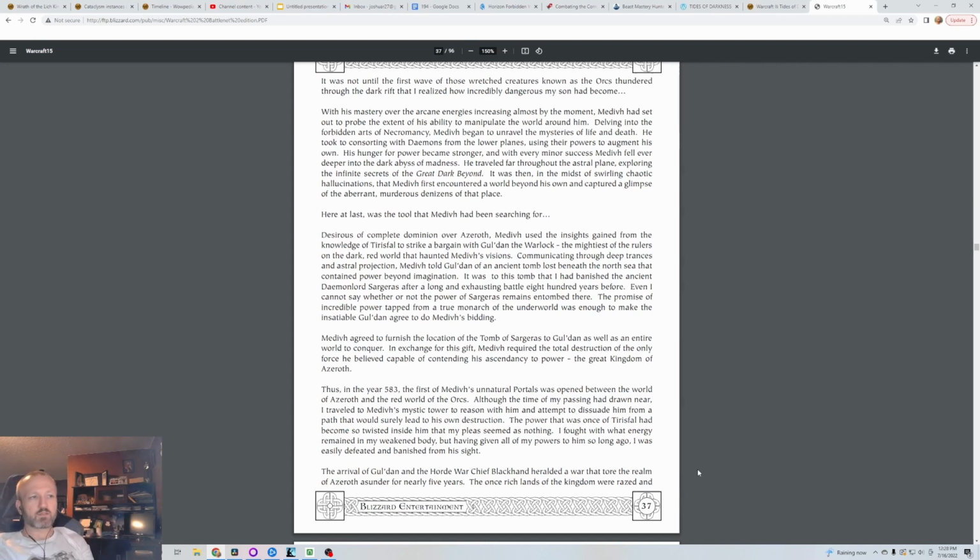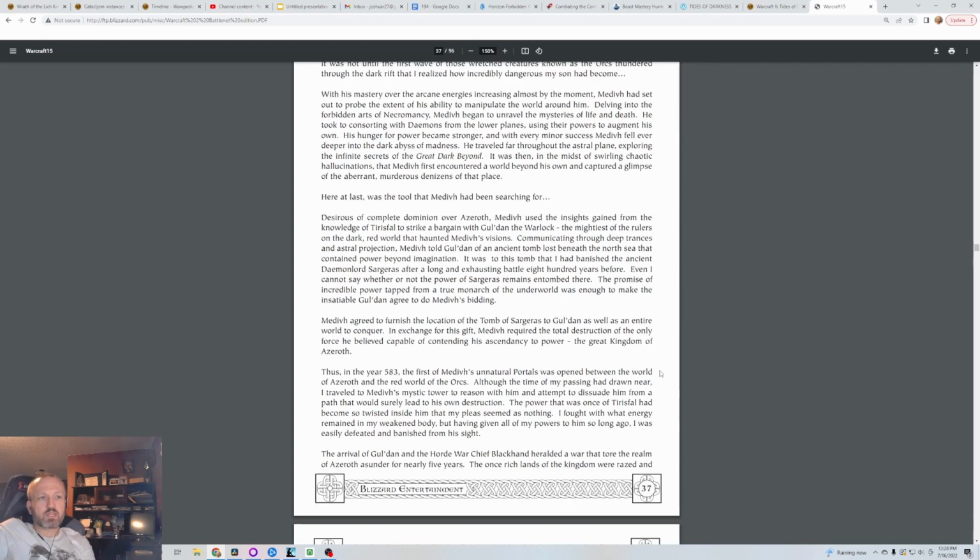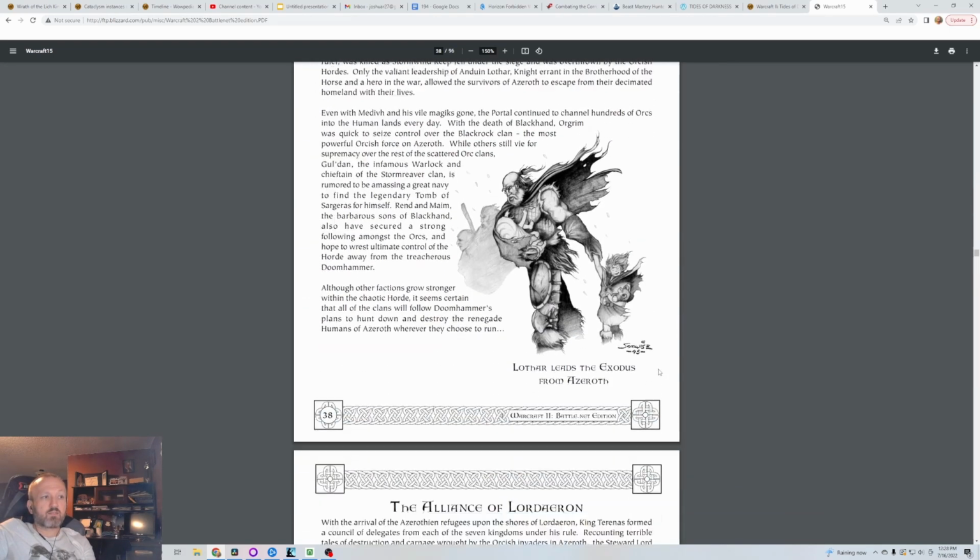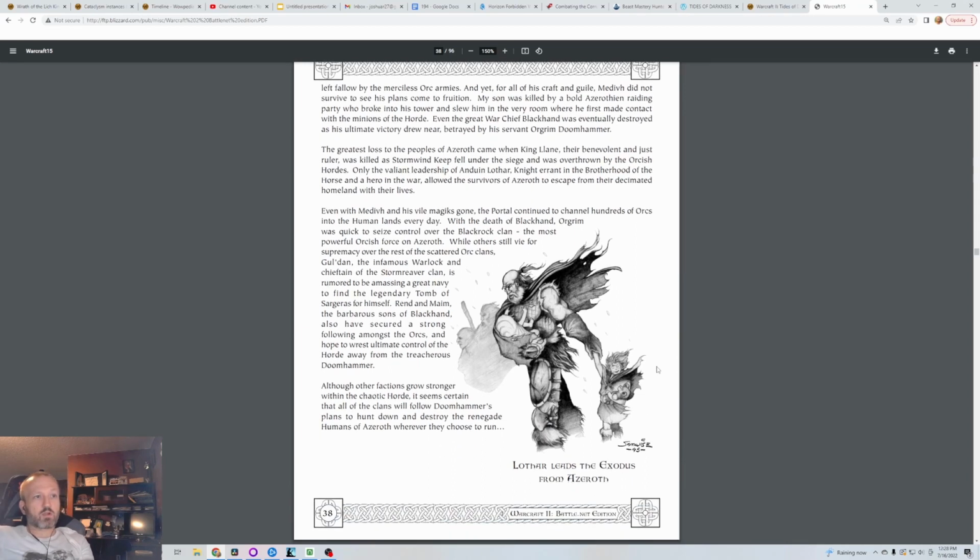The arrival of Gul'dan and the Horde Warchief Blackhand heralded a war that tore the realm of Azeroth asunder for nearly 5 years. The once rich lands of the kingdom were razed and left fallow by the merciless orc armies. Yet, for all his craft and guile, Medivh did not survive to see his plans come to fruition. My son was killed by a bold Azerothian raiding party who broke into his tower and slew him in the very room where he first made contact with the minions of the Horde. Even the great warchief Blackhand was eventually destroyed as his ultimate victory drew near, betrayed by his servant Orgrim Doomhammer.